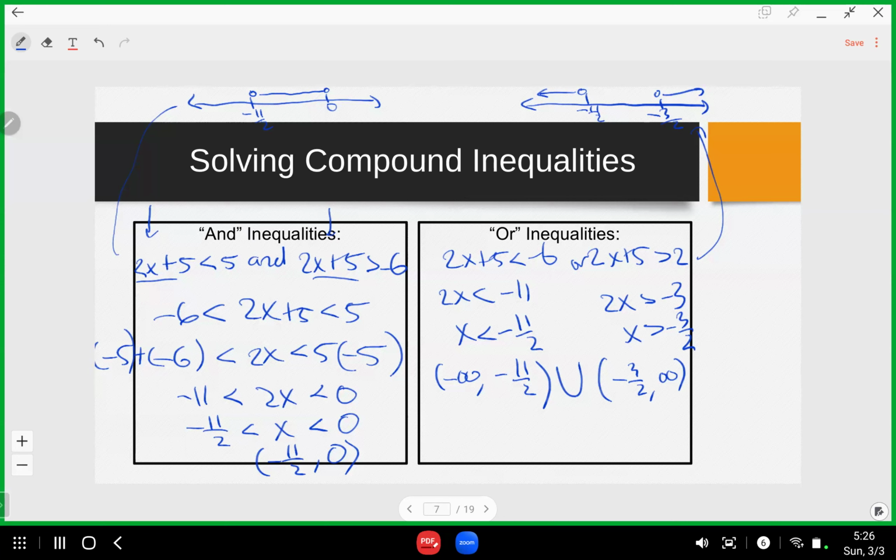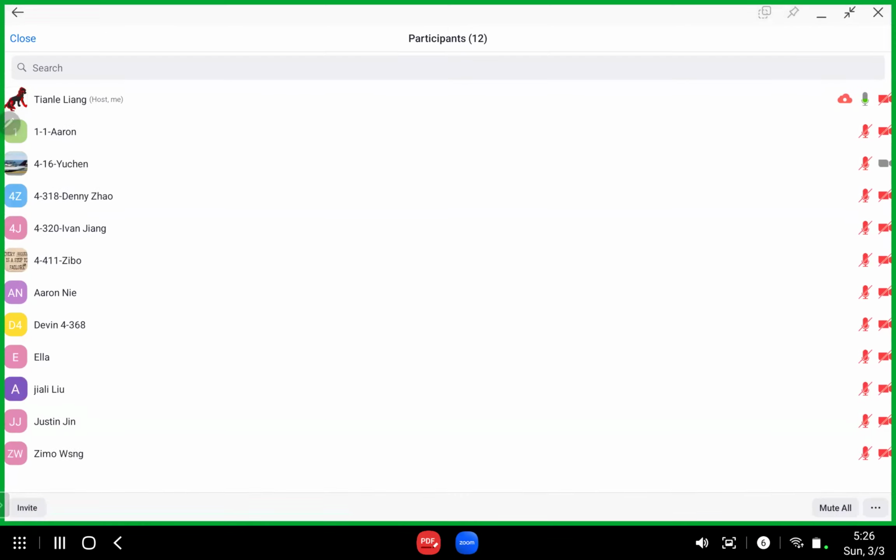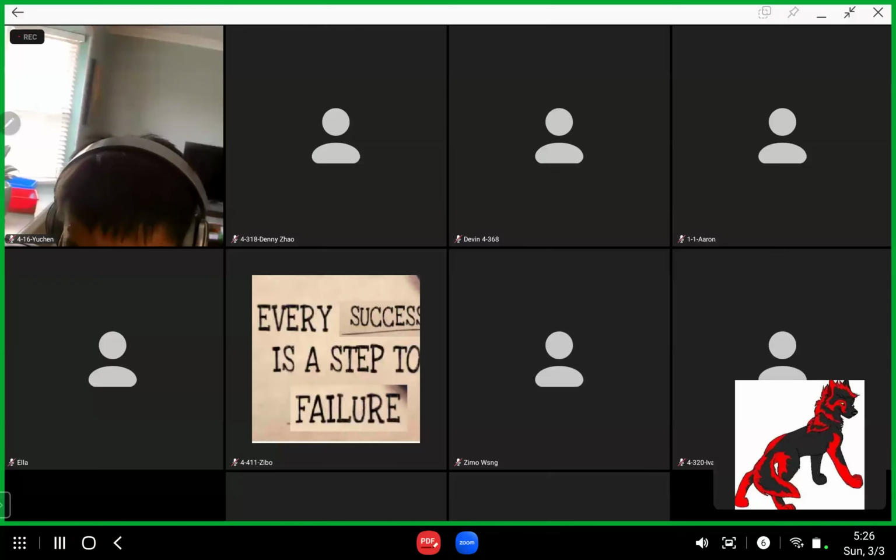Now let's look at or inequalities. These guidelines are in different ways, so you can only accept one guideline. If you accept the other, then it doesn't make sense, right? So you use a union for that. Or, okay? So are there any questions so far?